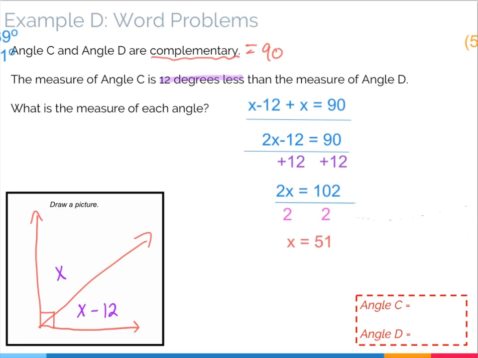So we've got x equals 51, which we can then substitute back into our picture. So we know that one of our angles is going to be 51. That's going to be angle D, since it's the one that is x. And then we need to figure out angle C, so we're going to substitute back in our 51. For angle C, we're going to substitute in 51 minus 12, and that's going to give us 39 degrees. So angle C is 39 degrees.